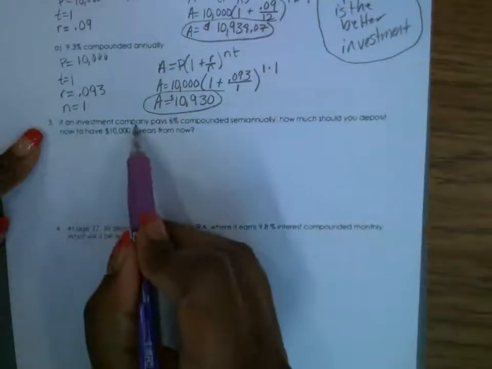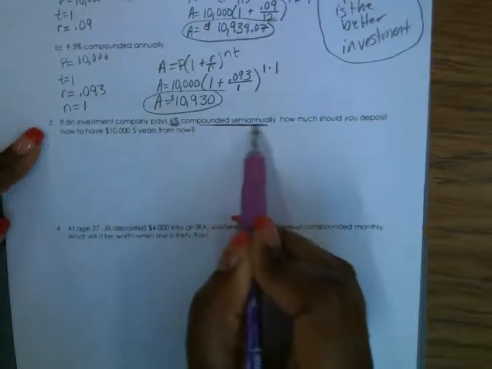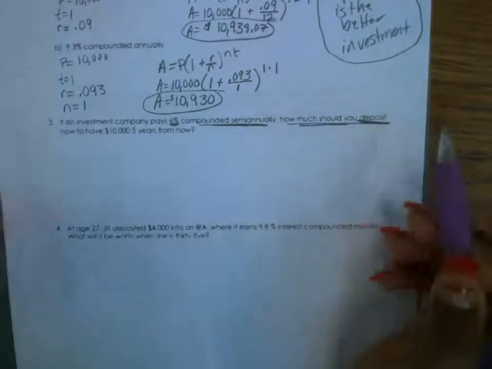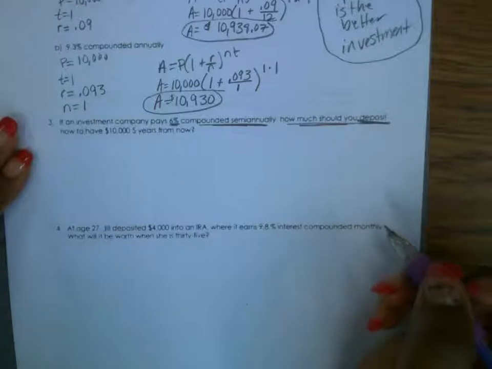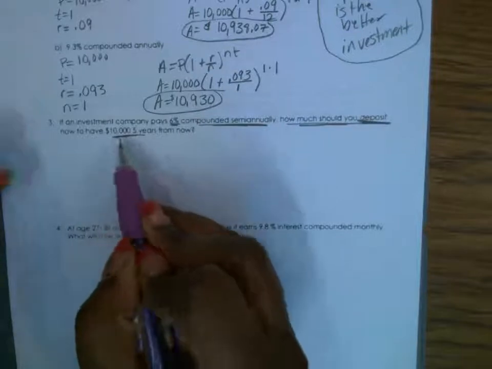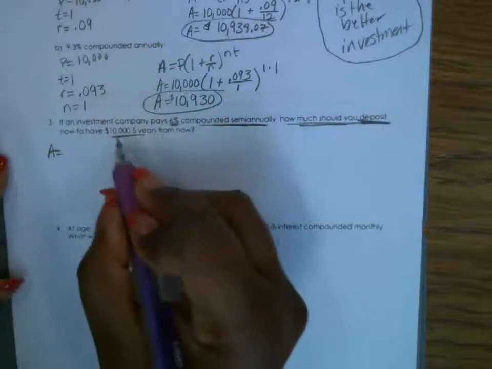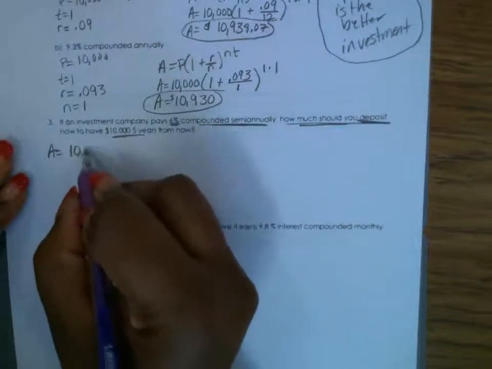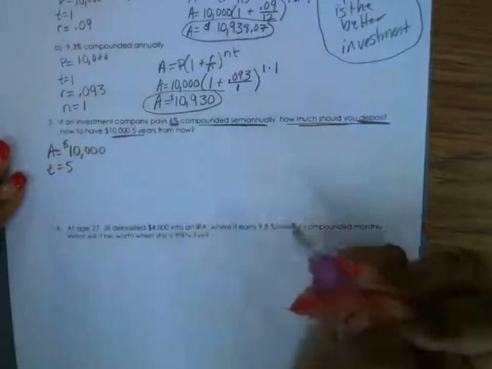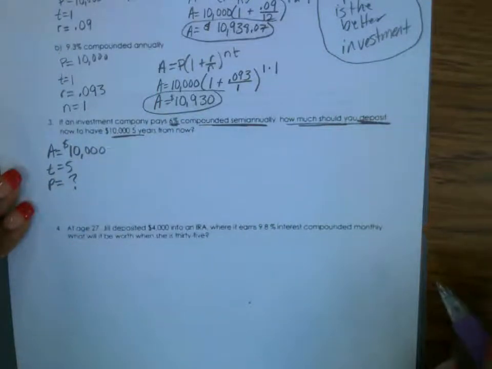It says an investment company pays 6% compounded semi-annually. Okay, this is what I'm looking for. How much should you deposit? So this is your starting amount that you're looking for. Okay. Now to have $10,000, that's the final amount that you want in 5 years. So your final amount they actually gave you, which is the 10,000. That's how much you should have in how many years? 5 years. So T is 5 years. The principal, the starting amount is what's missing. P is what's missing this time.